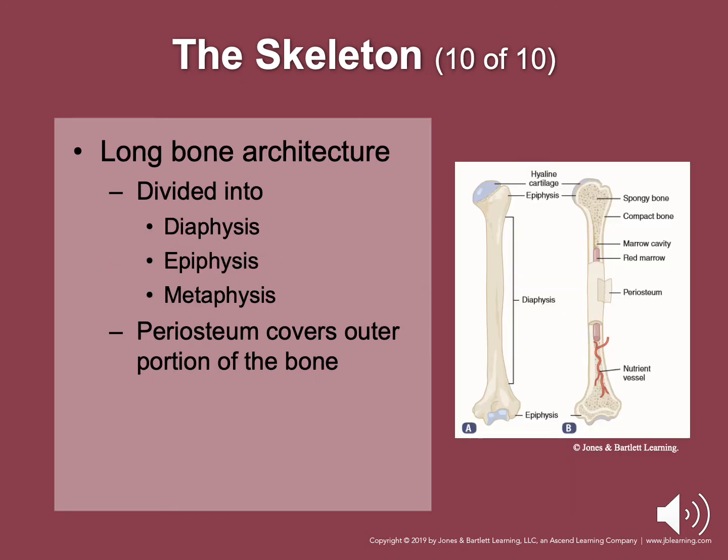Long bone architecture is divided into the diaphysis, epiphysis, and the metaphysis. The area between the two bones coming into contact to form a joint is covered by a thin layer of articular cartilage. The portion of the bone that is not covered by the articular cartilage is covered by the periosteum. In the inner portion of the long bone, the blood comes from the nutrient artery of the bone.